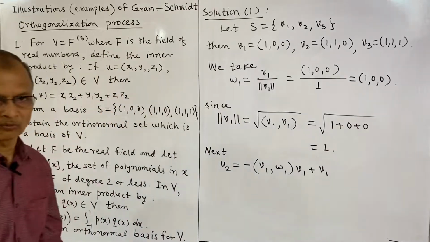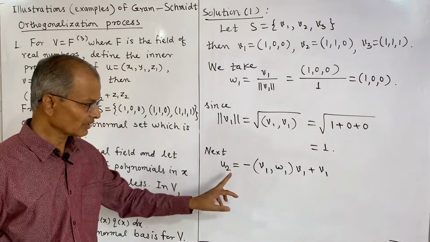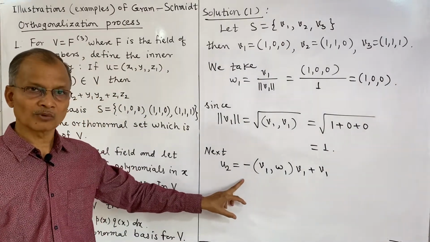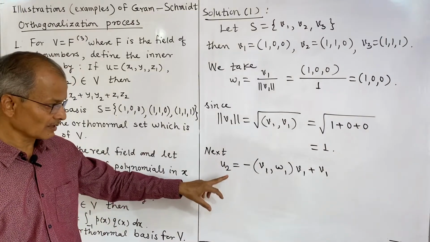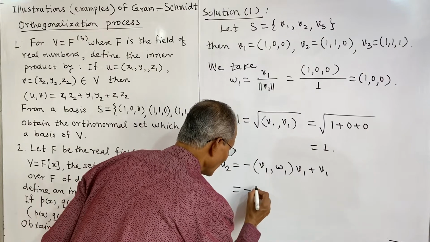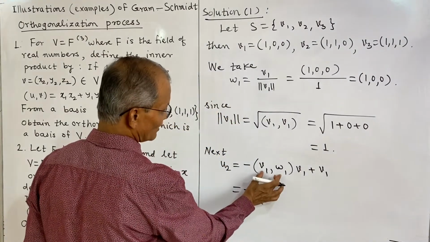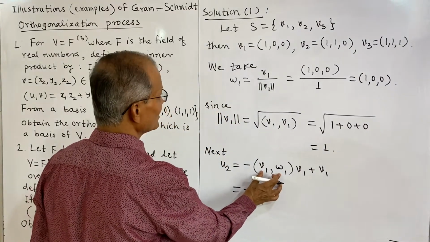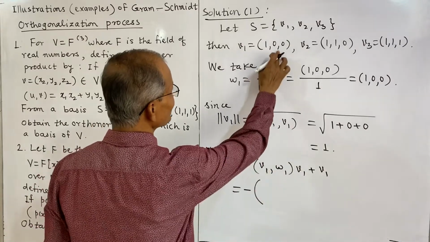This we have in the proof. We have considered the vector U2 like this in the proof, and therefore we shall use that result directly here. So what is U2? U2 is minus V1 and inner product of V1 and W1. So what is V1? V1 is 1 0 0.